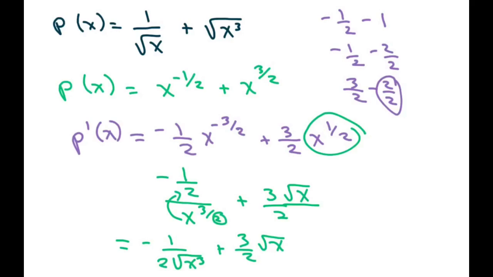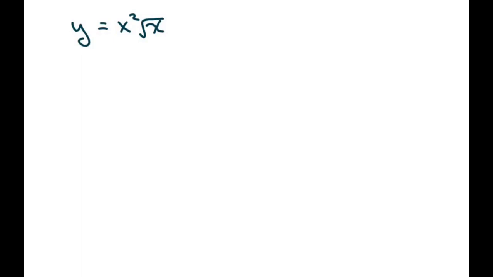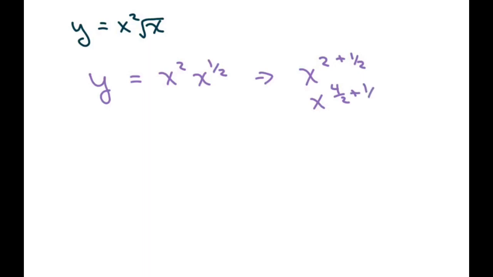And the last one we have is this one. So I'm going to take the derivative of y with respect to x. When I rewrite this, I get x squared times x to the 1/2. And I'm going to simplify, we're not differentiating yet. So this is just simplifying. This is like x, use your product property, 2 plus 1/2. And this equals 4/2 plus 1/2. So that equals 5 halves. So we get y equals x to the 5 halves.